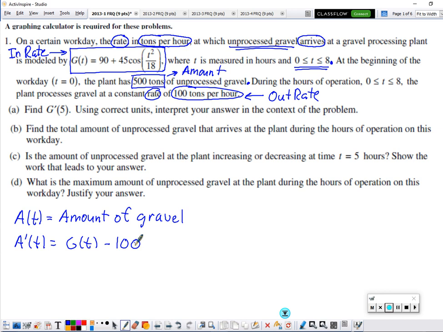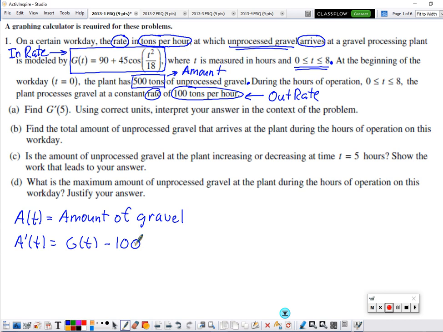This is very common. I've seen problems, you've seen them too. There have been some problems, like the mosquito problem, where they said the rate at which the mosquitoes are changing, so they didn't give an in rate and an out rate. They just gave the overall rate at which the mosquitoes change. But it's common to give an in rate and an out rate.